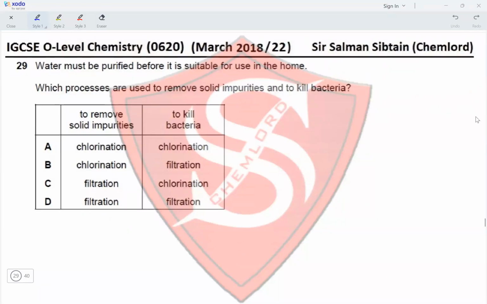Question 29. Water must be purified before it is suitable for use in the home. Which processes are used to remove solid impurities and to kill bacteria? To remove solid impurities, we use filtration, which eliminates options A and B. And to kill bacteria, we use chlorination, which eliminates option D and makes option C the correct option for this question.